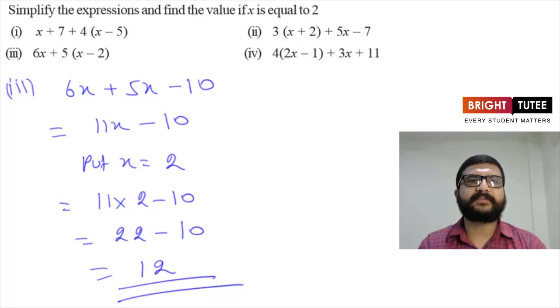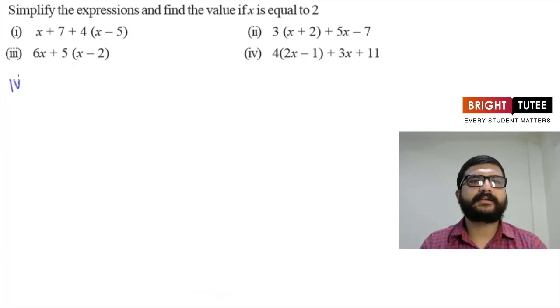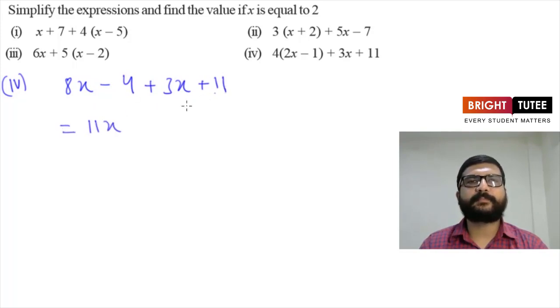Now the last part of this question, the fourth one, here we are having expression as 4 into 2x minus 1 plus 3x plus 11. 4 into 2x, this will be 8x, minus 4 into minus 1, this is minus 4. So we'll write minus 4 here. Now we are having 8x minus 4 plus 3x plus 11. Now 8x plus 3x, this will be 11x, minus 4 plus 11, this is plus 7.